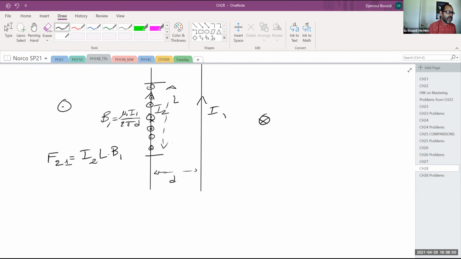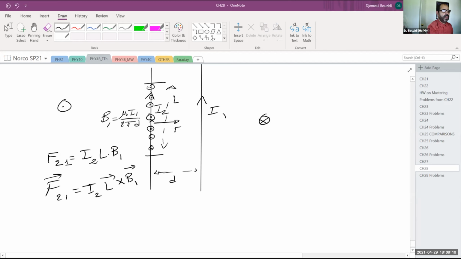Now I want to find the direction of this force. This force really is a vector force that is equal to I2 times L, where L is in the same direction as the current, so it's pointing upward, crossed with B1, which is coming out of the screen. L is going up, I mean, the current is going up, and B is coming out of the screen, coming toward me. So the force now is going back into this wire. So when currents go in the same direction, the force is actually attractive.